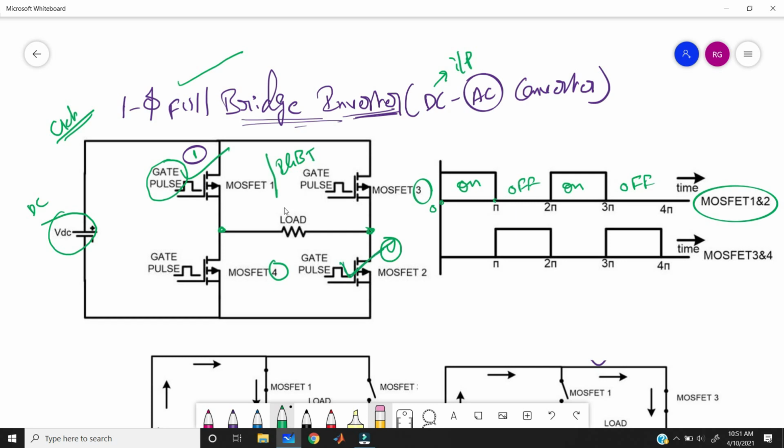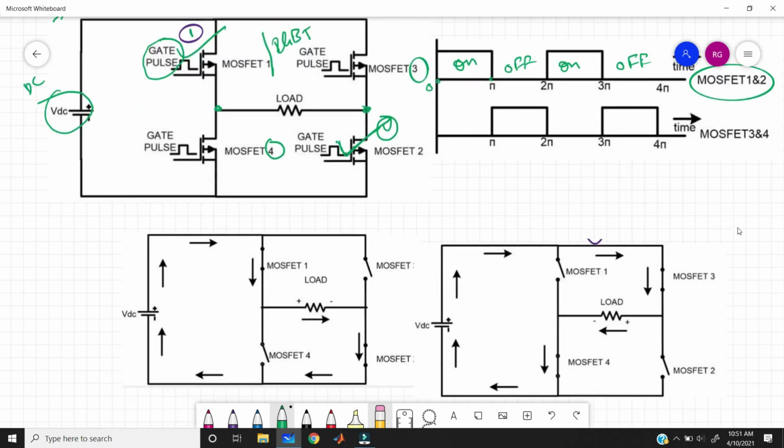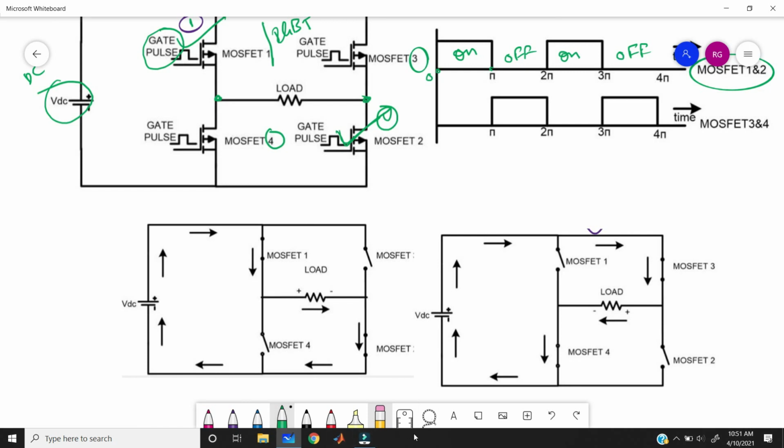Let's see what happened in the circuit. See this figure, you can understand what happened from 0 to pi. If you take 0 to pi, what will happen? MOSFET 1 and 2 are on, right? So MOSFET 1 and then 2, these two are on. These two are short circuit and the remaining two are open circuit.